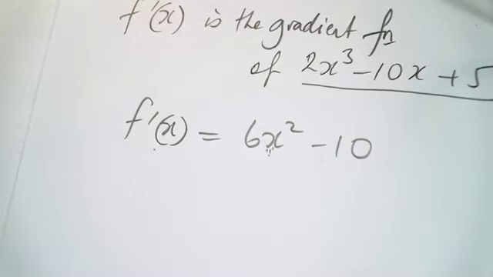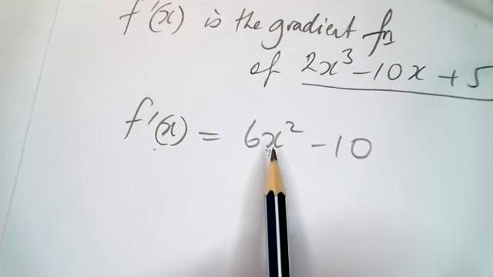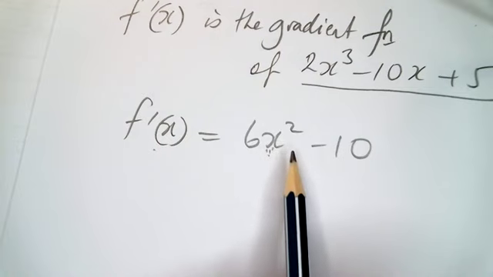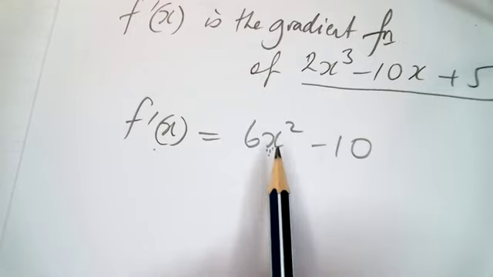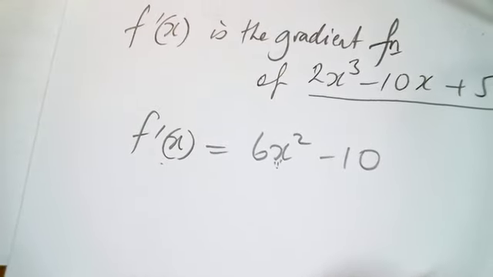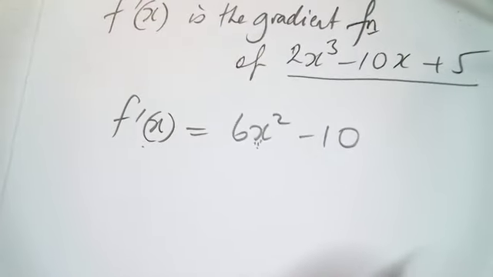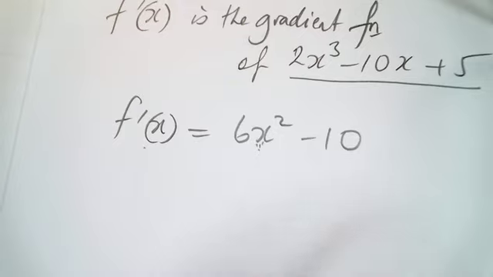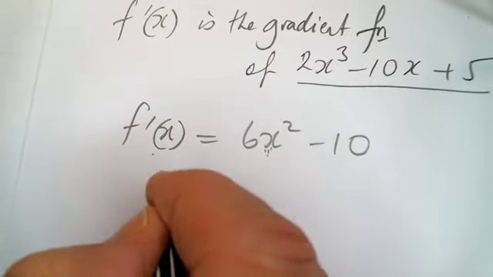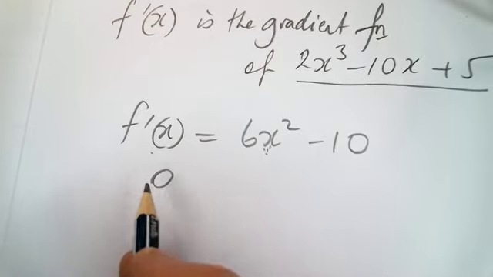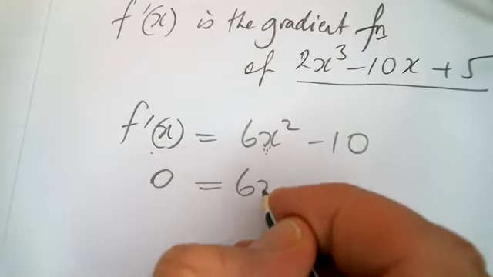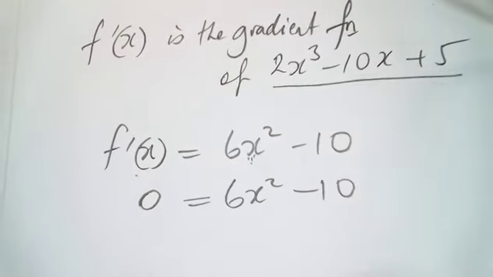But what we want to do now is do it the other way round. This time, we don't want to give it an x value. We want to give it a gradient and then say, what would the value be at that point? So let's have a look. I'm going to make this equal to 0, because the gradient at a turning point is 0. So I'm going to say 0 equals 6x squared minus 10.